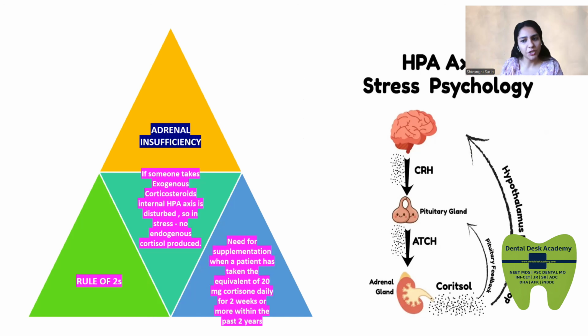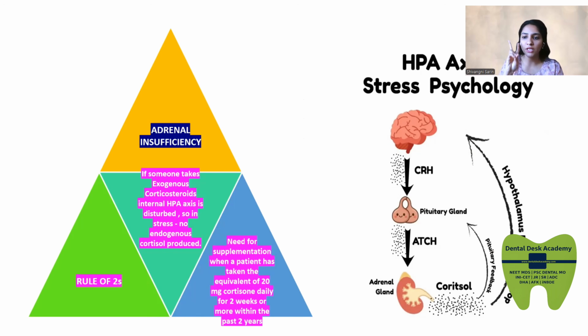Now, let us say a patient comes to you in a dental setting, and this patient is already taking corticosteroids. So there is a rule of twos, which is very important in dental settings for corticosteroid taking patients. Now, what does that rule of twos say? It says that the patient has had a habit of taking exogenous corticosteroids. So it means that this patient has been taking the equivalent of 20 mg cortisone daily for the past 2 weeks, and within 2 years of any treatment, specifically in relation to any dental treatment.